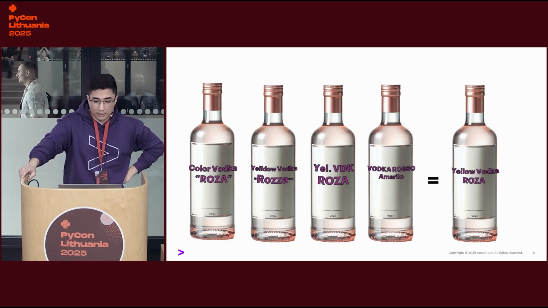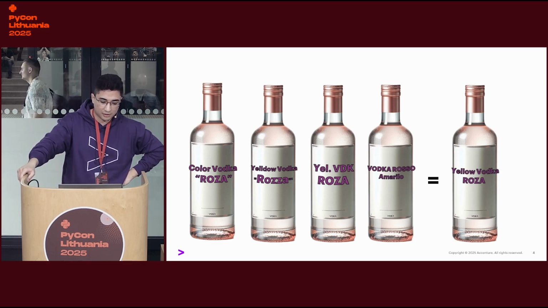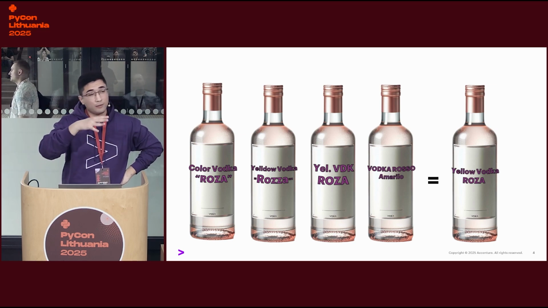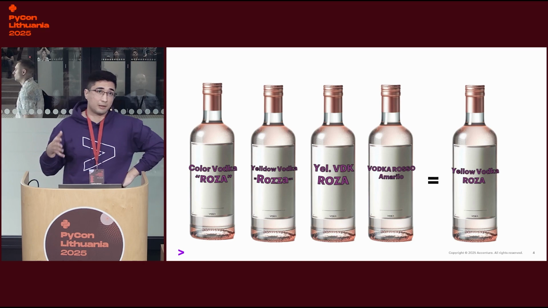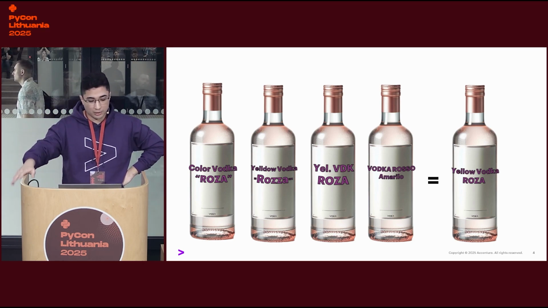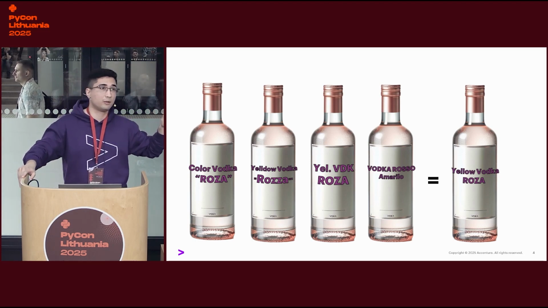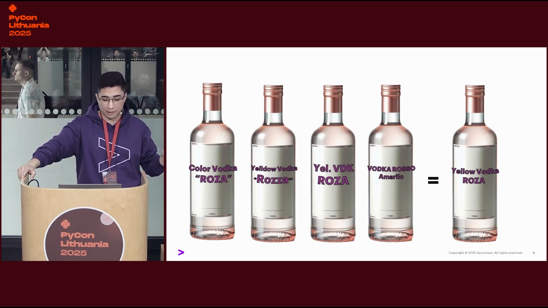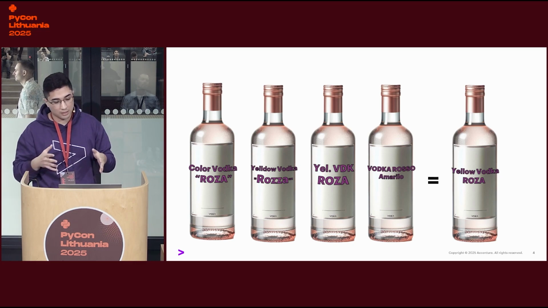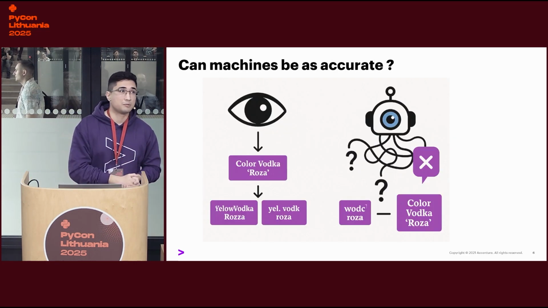For example, we humans can say that these four products on the left side, color vodka rosa, yellow vodka rosa, differ in naming because this is how retailers can name it, depending on their database class. So yel.vdk rosa, and the last one, the rightmost, vodka rosso amarillo. Amarillo is yellow in Spanish, so just a different name, right? We can say that it relates to our standardized manufacturer name, yellow vodka rosa. So matching is easy for humans, but what about machines, guys?